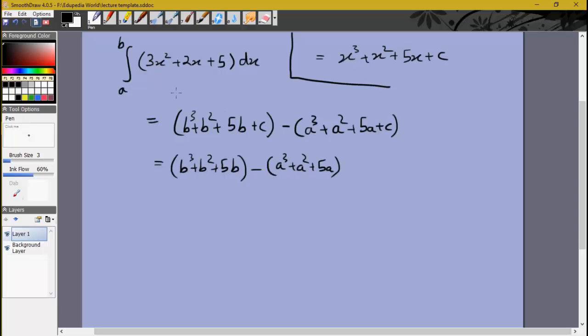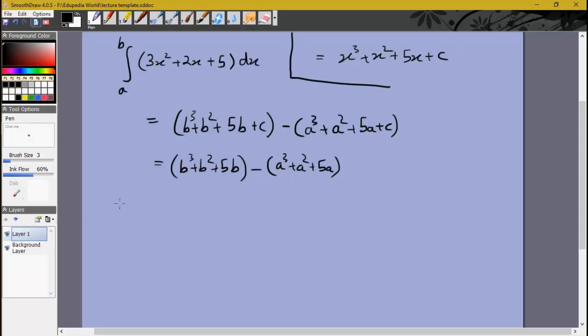And now you see, if we have two values of a and b, let's say a is 1 and b is 20, then you can have the actual value of this definite integral, which would be a number, whereas the indefinite integral would have no number because there would be an arbitrary constant of integration.